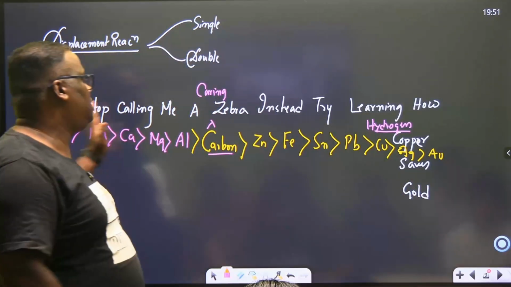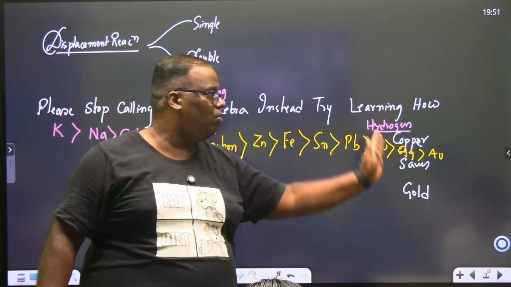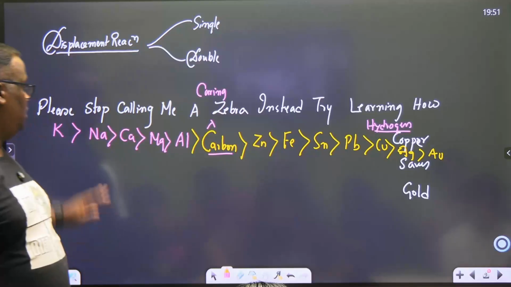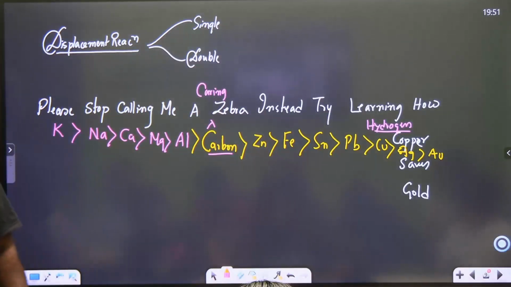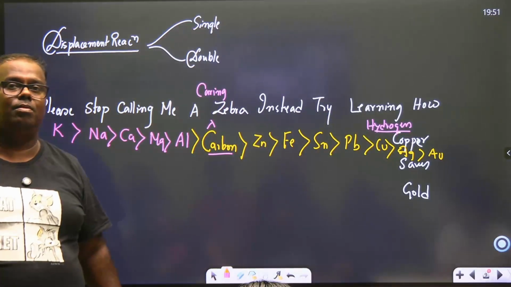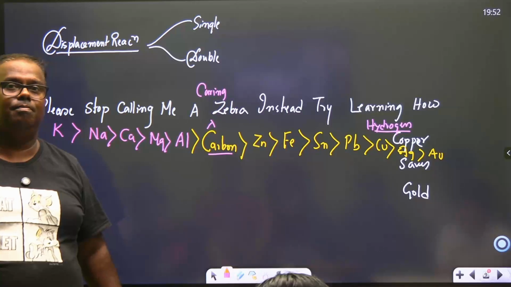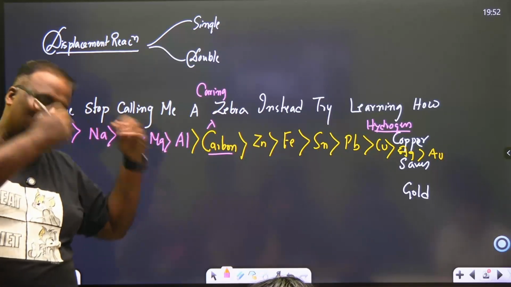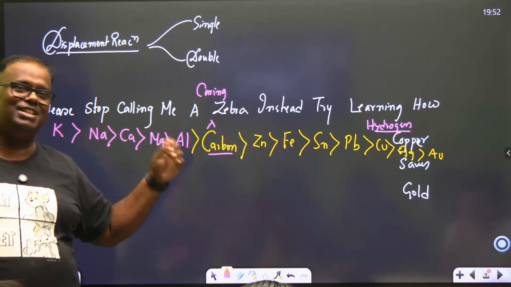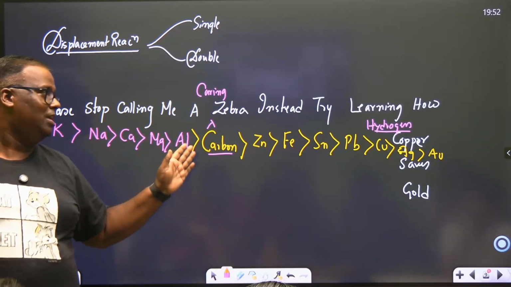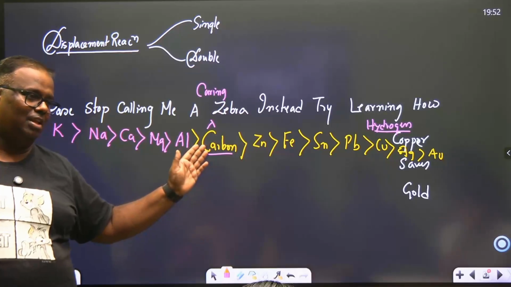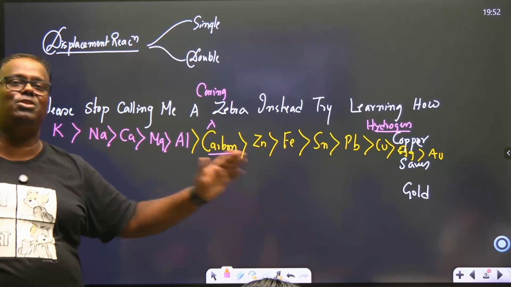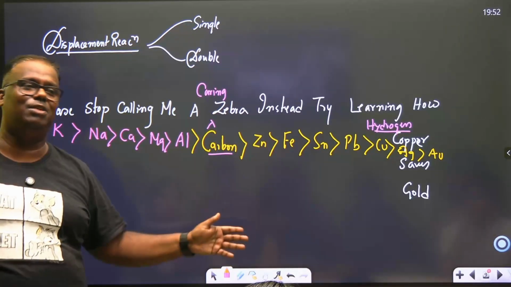Please stop calling me a caring zebra. Instead, try learning how copper saves gold. Right? Yes. So would it be how copper must save gold? Yeah, mercury. First of all, you absorb this. Mercury is considered as non-reactive. Okay, how copper saves gold? You can add mercury, we can add platinum also. Beyond gold, the least reactive is platinum also.